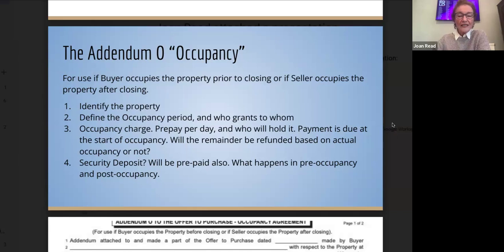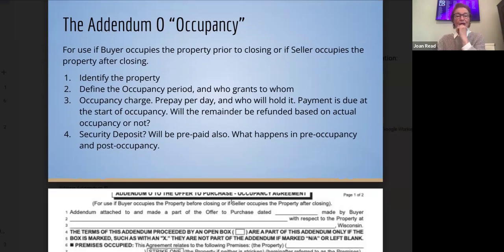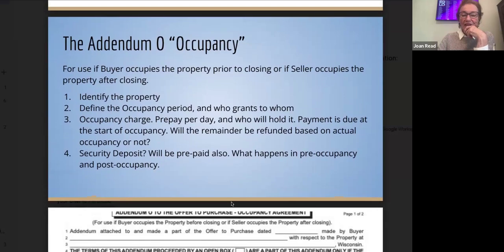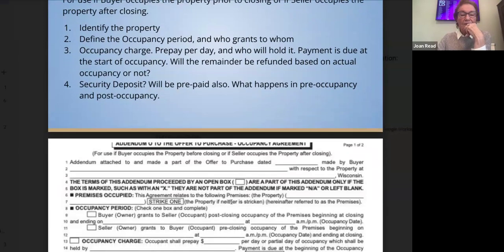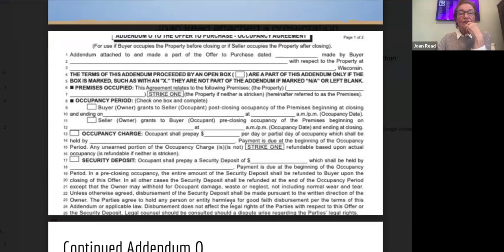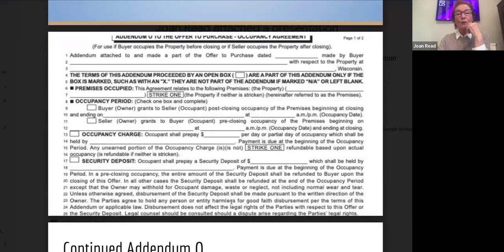So in the first few lines of this, you identify the property. You put the date of the offer and the address of the property. You can kind of slide down to this next slide. The terms of this addendum preceded by an open box are part of the addendum O. Now, this is important. We had people get confused with this, but it's only part of the addendum O if the box is marked. Otherwise, it should be left blank or marked with an NA so there's no confusion.